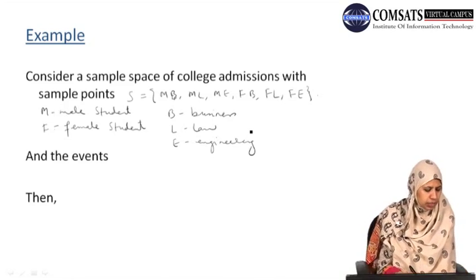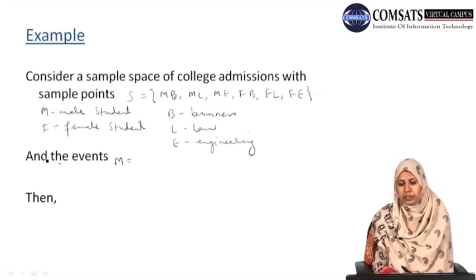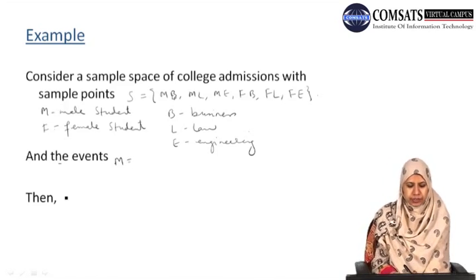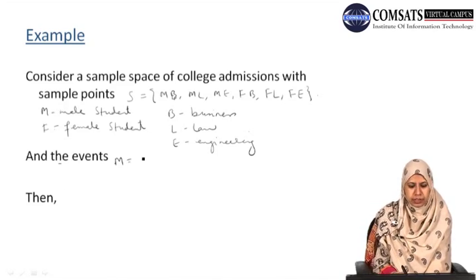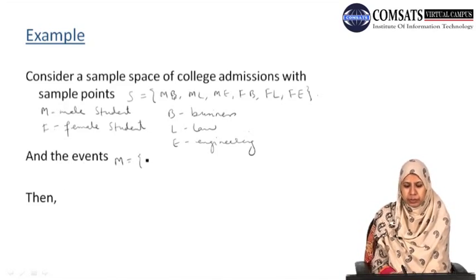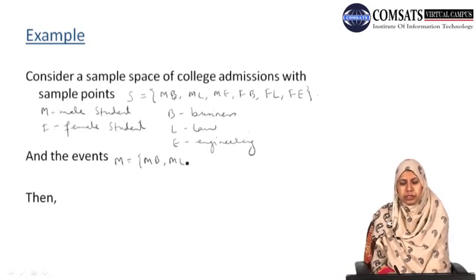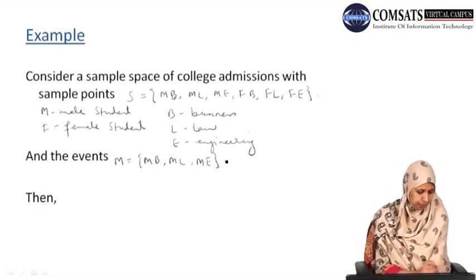And we define our events either with respect to the subject or with respect to the sex. If capital M defines our events with respect to the sex, then it will contain the possible outcomes as MB, that is the male student studying business, male student studying law and male student studying engineering.